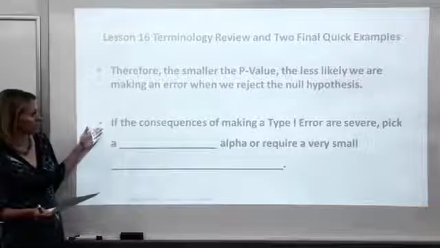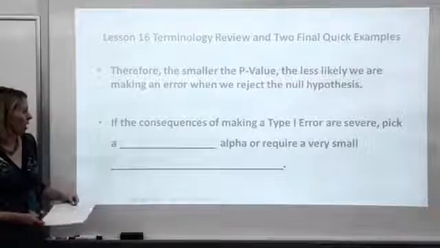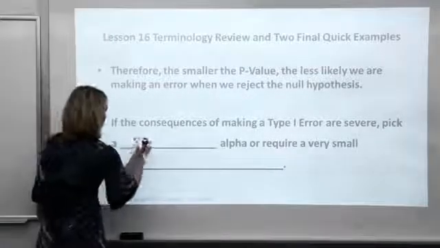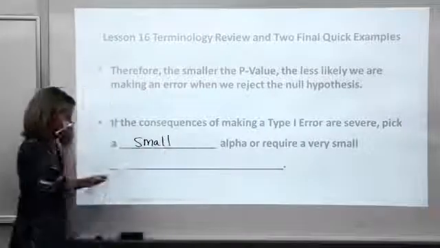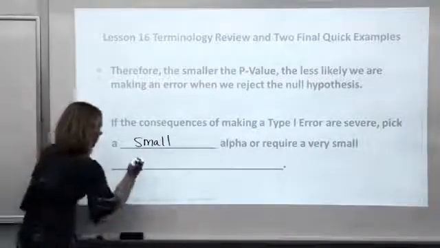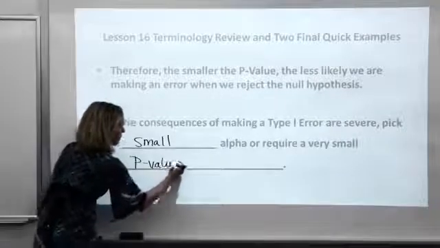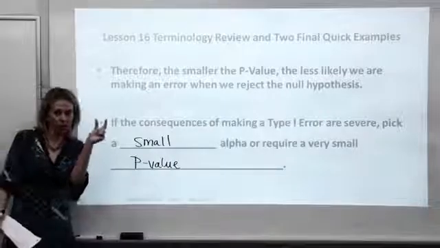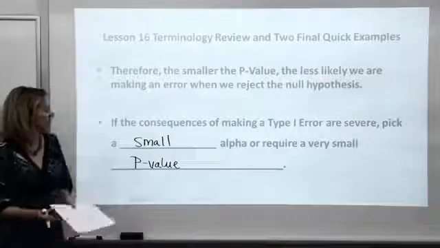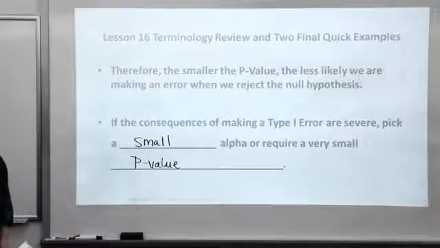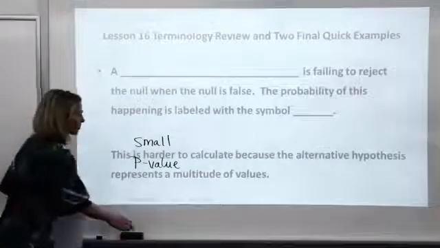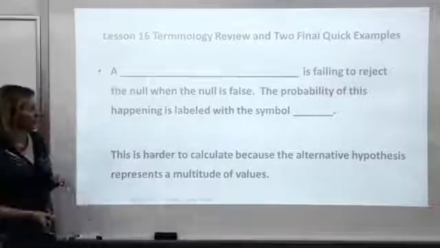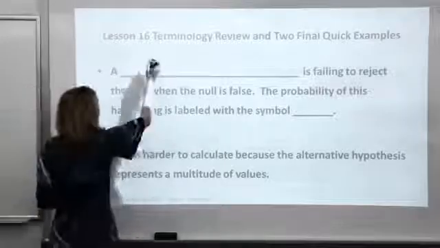If the consequences of a type 1 error are severe, then you want to pick a small alpha value. Or you want to require a very small p-value if you don't have a fixed level alpha test. So if the consequences of making that kind of error are severe, make the likelihood of it small. That's type 1 error. Let's talk for a second about the other one. If you fail to reject the null hypothesis, but the null hypothesis was false, that's a type 2 error.